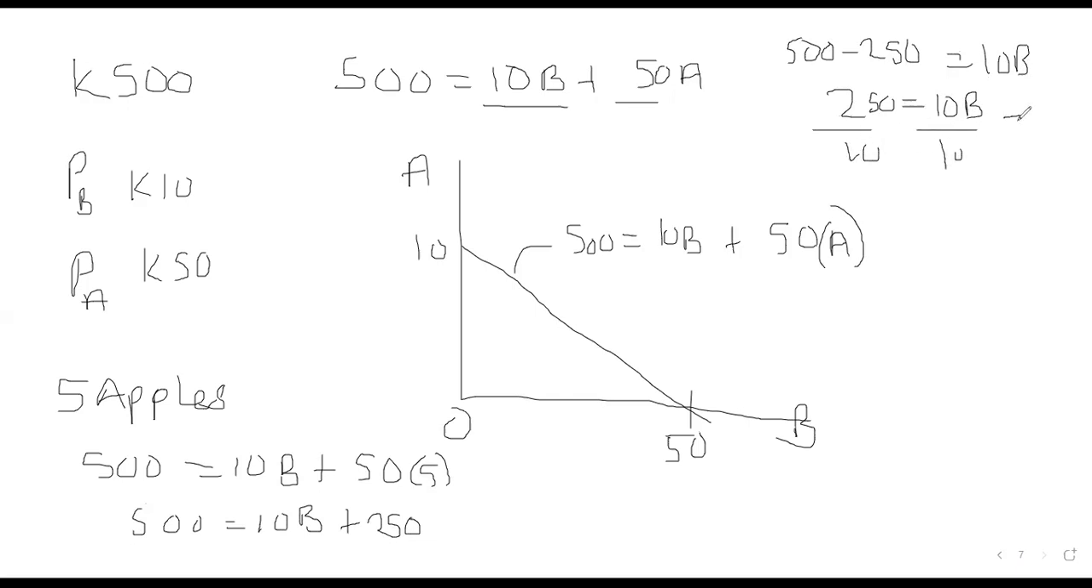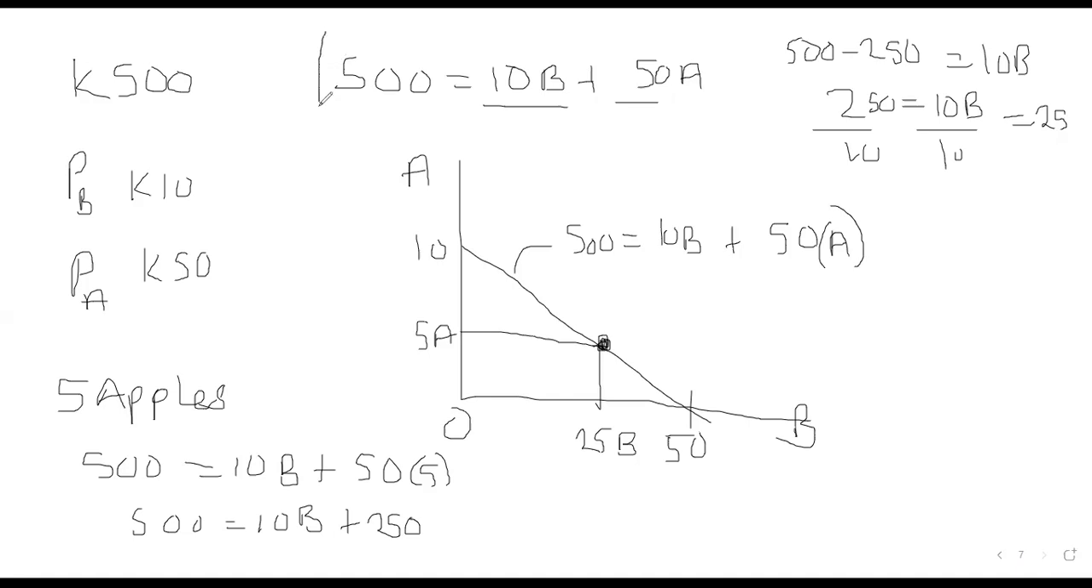So meaning our B is equal to 25. So when there are 5 apples, how many bananas can Chanda consume? 25 bananas. So this is still along this straight line. It's still optimal, the same satisfaction that we are having.